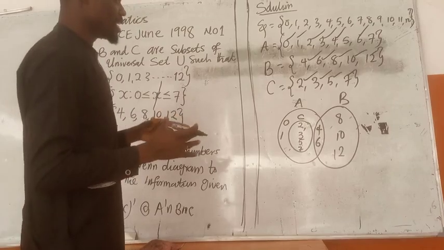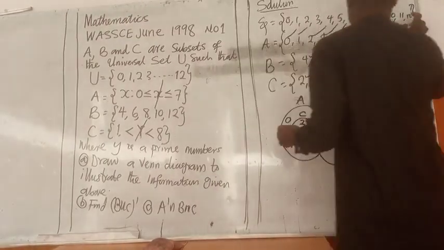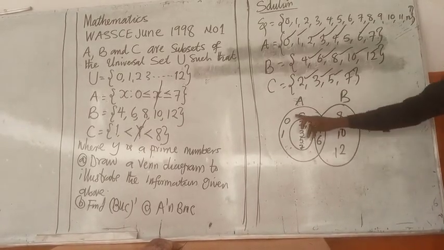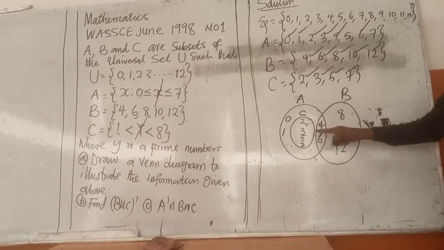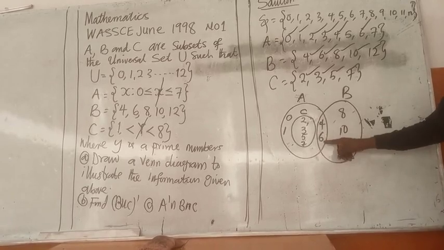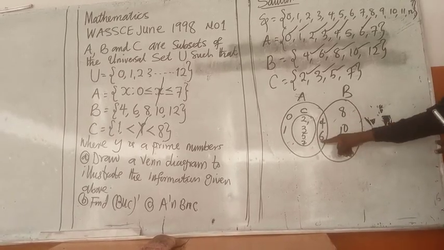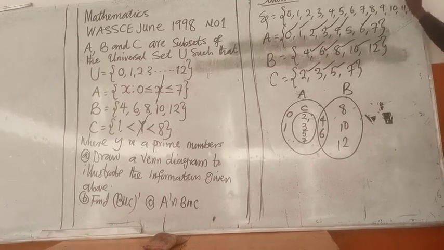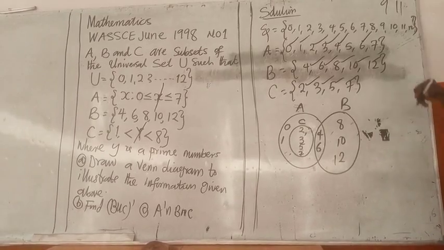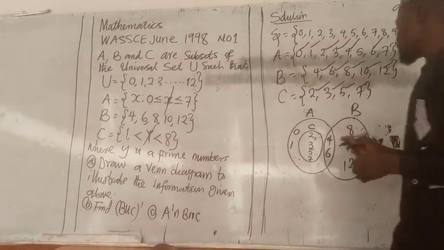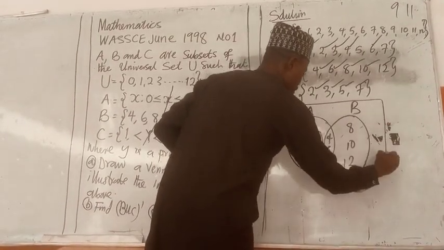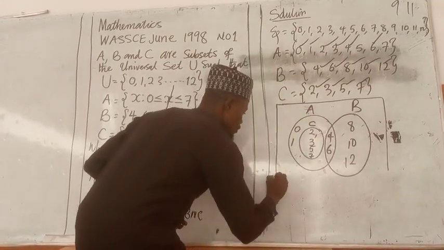But the universal set is what? 0 to 12. All the members here must be what? 0 to 12. Did I have 0? Yes. Did I have 1? Yes. 2? Yes. 3? Yes. 4? Of course, yes. 5? Yes. 6? 7? 8? There's no 9. There is no 9. Do we have 10? Yes. 11? No. There's no 11. 12? There is. Then the next thing I'll do, I'll draw a rectangle. It will contain everything.